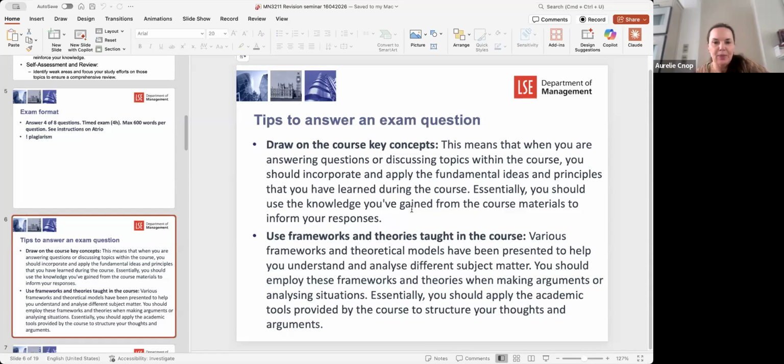Various frameworks and theoretical models have been presented. You have a lot of different topics, and a lot of different topics are linked. So we know that it's your job to choose, for each question, the more specific elements, concepts and frameworks that fit that question. And generally the questions are very clear. There is no sneaky question or trick question. The questions are straightforward. You're talking about a specific concept and it's very clear what you generally need to do. So essentially, you need to apply the academic tools provided by the course to structure your thoughts and your arguments.